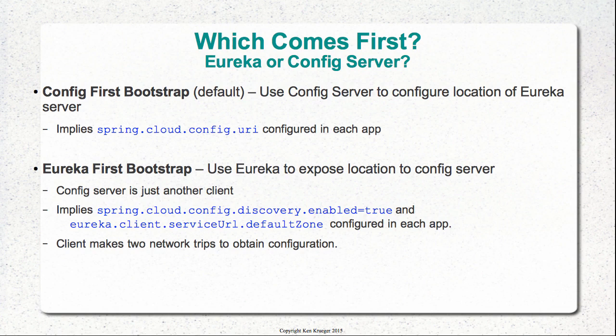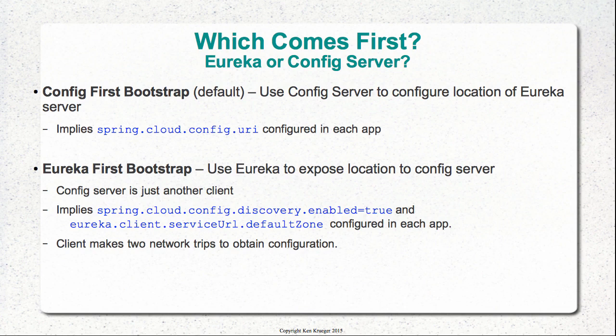The other one, a little bit less common, is the Eureka first bootstrap. And this is interesting because this means that you don't have to configure the URI of the config server. You would use Eureka to expose the location of the config server, because the config server is just another client. Now, this is going to imply a couple of things. This means that you have to set your spring.cloud.config.discovery.enabled to true, and that you have a eureka.client.serviceUrl.defaultZone configured in each app.